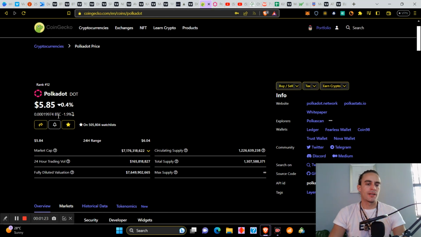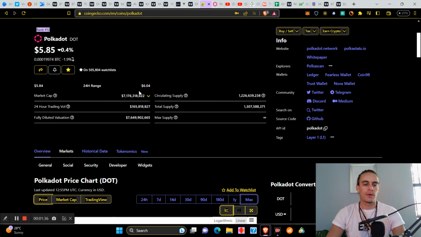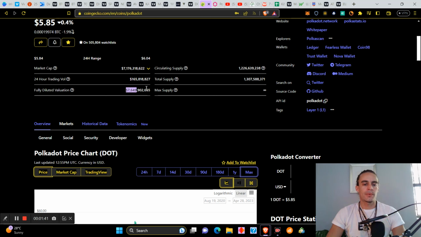Polkadot is currently sitting at $5.85. We're down 4.4% for the day. That's its beautiful logo, very simple and elegant. Polkadot is the name, DOT is the ticker, and it's number 12 on CoinGecko, with a $7.2 billion market cap and a $7.6 billion fully diluted valuation. Maximum supply is infinite, but the total supply is 1.3 billion, and in circulation is 1.22 billion.